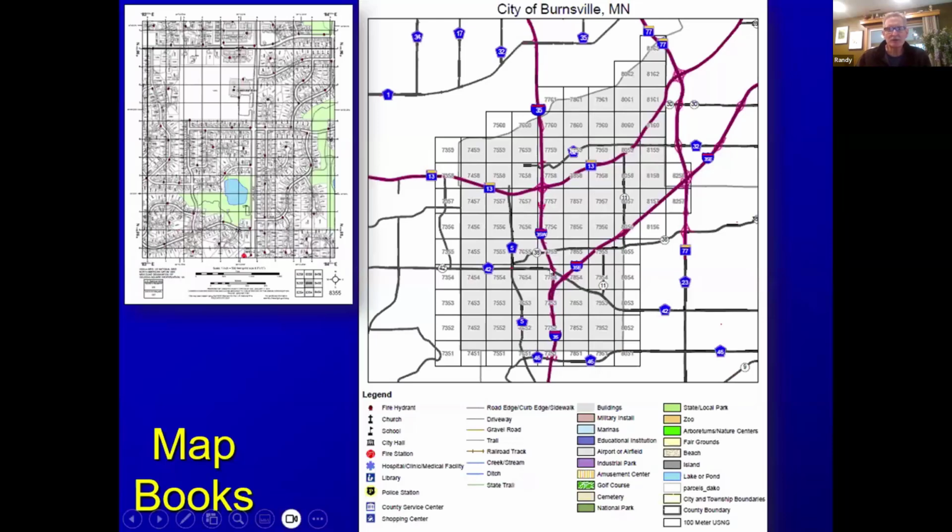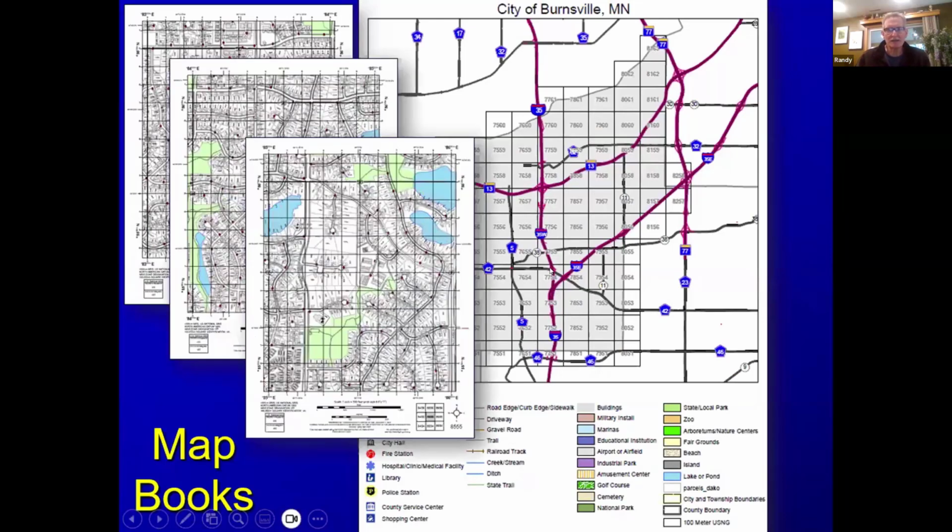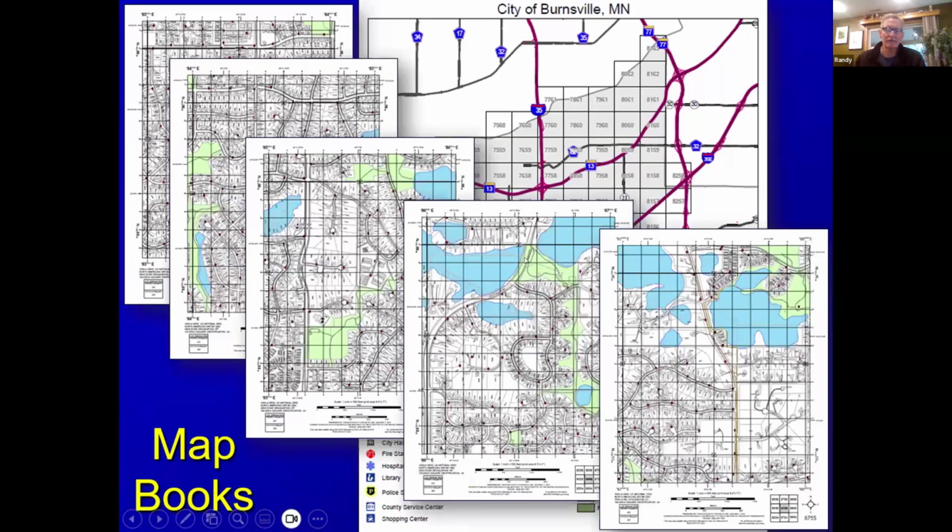But we can also use the grid itself as a convenient way of creating a map series. So in this case, I'm showing examples of a map series at 1 to 6,000 scale, 1 inch equals 500 feet, on 8.5 by 11 map sheets, where each map represents a 1 kilometer square. And so we can use the 1 kilometer grid squares as the naming convention for this map series.